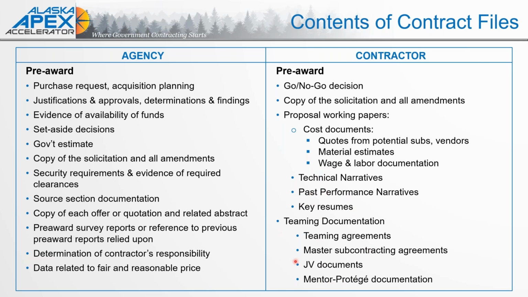And of course, that also includes any teaming documentation that may be applicable, those teaming agreements that then rolled into subcontract agreements. Of course, any JV documentation or mentor protege that was also involved for that contract activity.